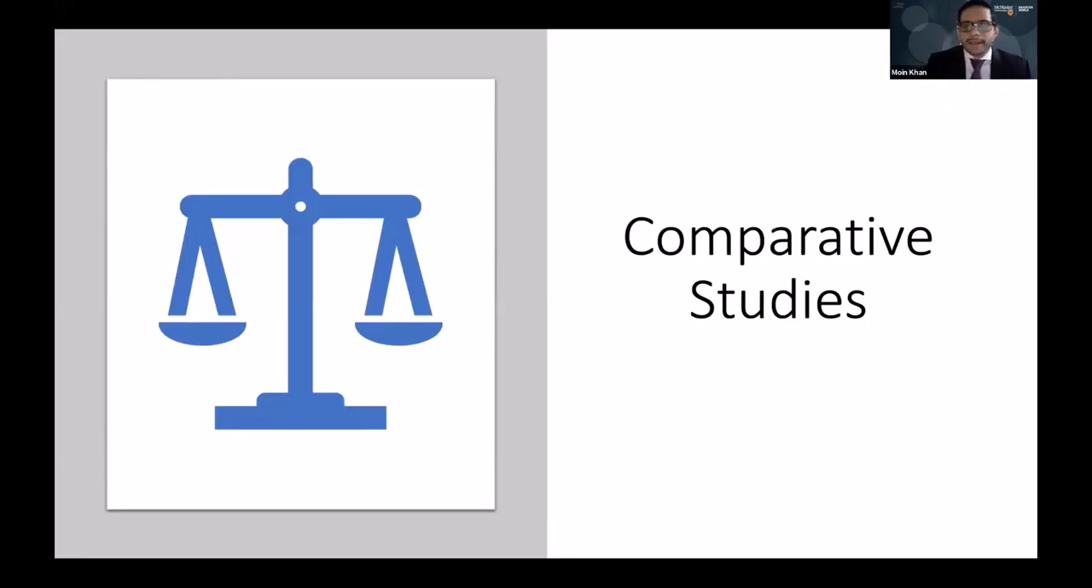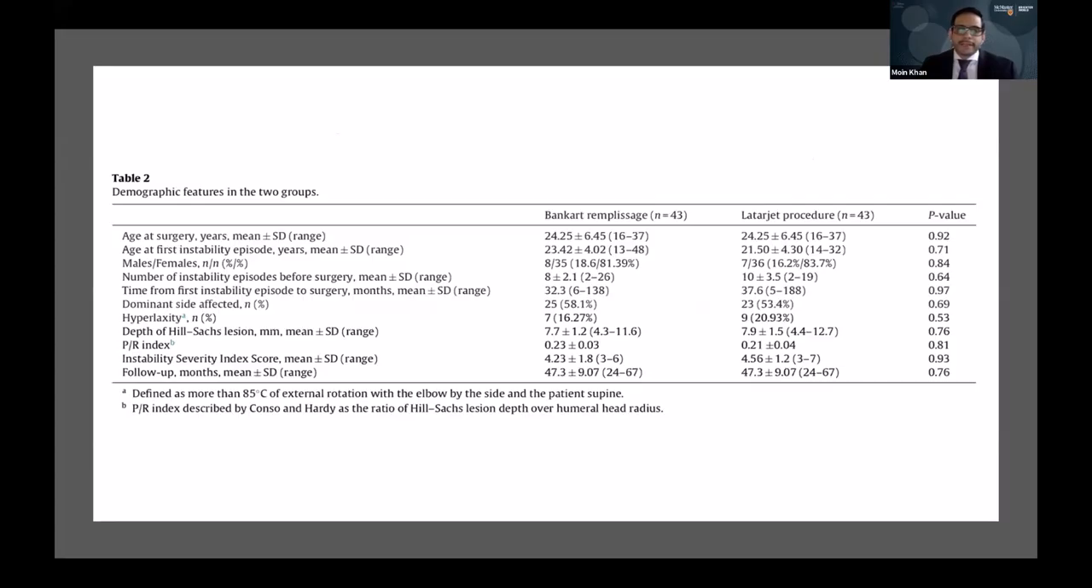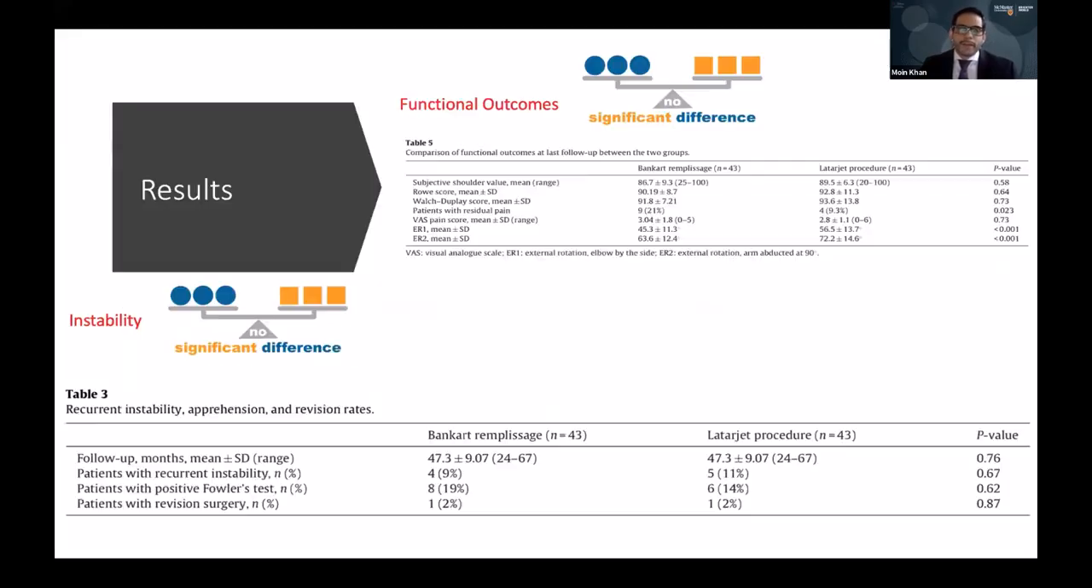So let's move on now to looking at some comparative studies, looking at the Latarjet procedure and the remplissage with Bankart in subcritical bone loss. So really focusing now on the population of interest. This is a nice paper that had 40 or so patients in each group. This is again a retrospective cohort study. They had similar baseline characteristics in each group. And they found that actually there's no significant difference between a Bankart with remplissage versus a Latarjet in terms of functional outcomes or recurrent instability.